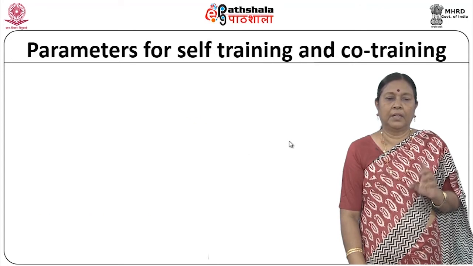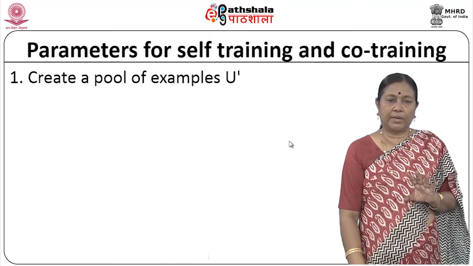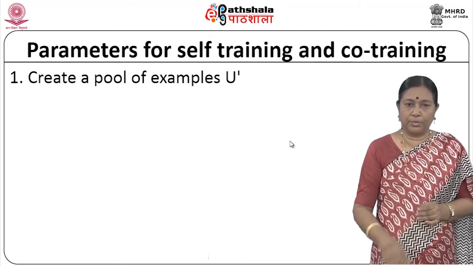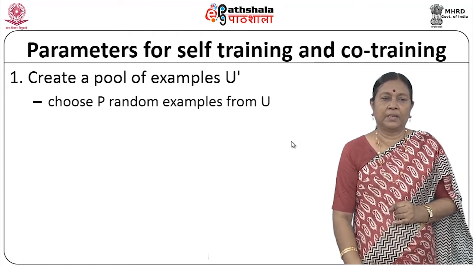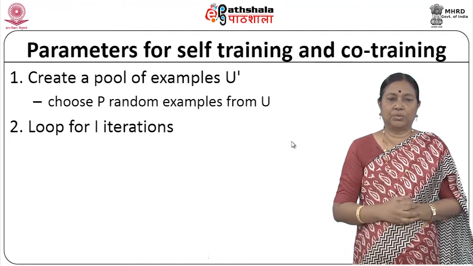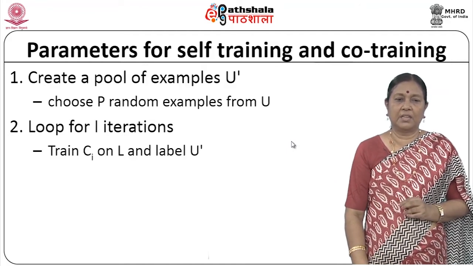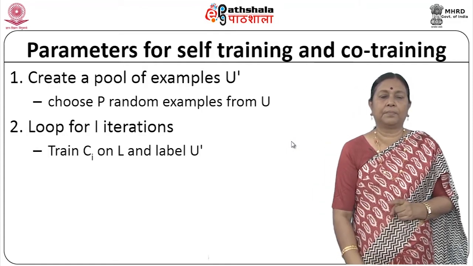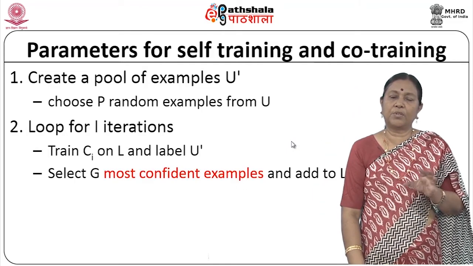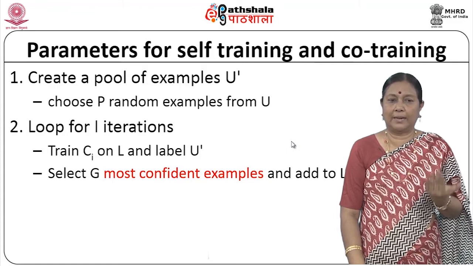Okay. Now, the parameters for self training and co-training: create a pool of examples U', choose P random samples from U, and how do you choose? Then loop for I iterations, train C_i on L and label U'. Okay. Select G, the most confident examples, and add them to L.